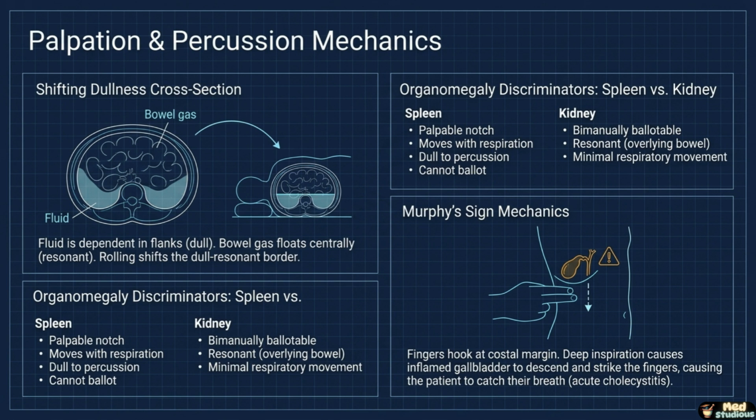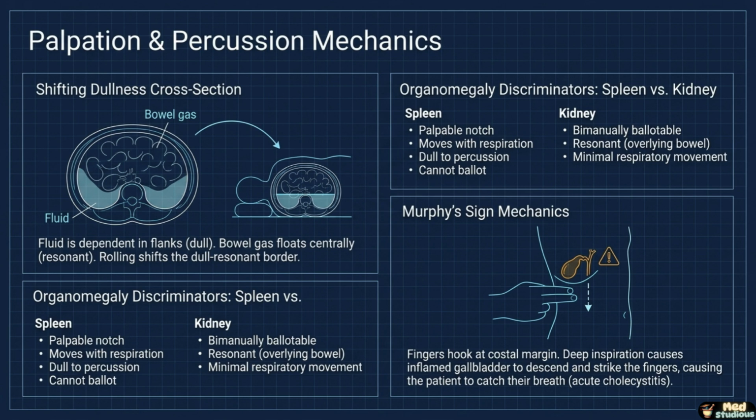Distinguishing an enlarged spleen from an enlarged kidney on palpation comes down to 4 features. The spleen has a palpable notch, moves down with respiration, is dull to percussion, and cannot be bimanually balloted, while the kidney is ballotable between 2 hands, sounds resonant because of overlying bowel, and barely moves with breathing.